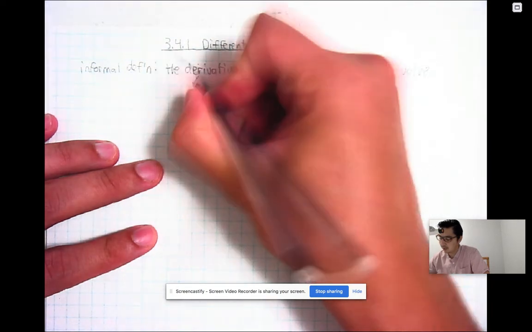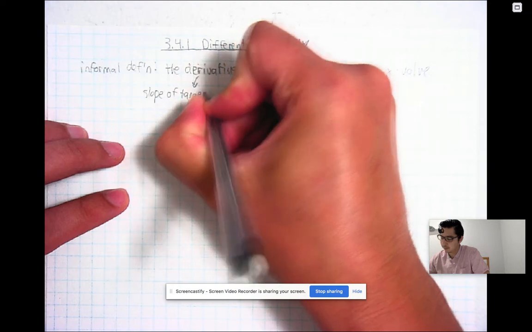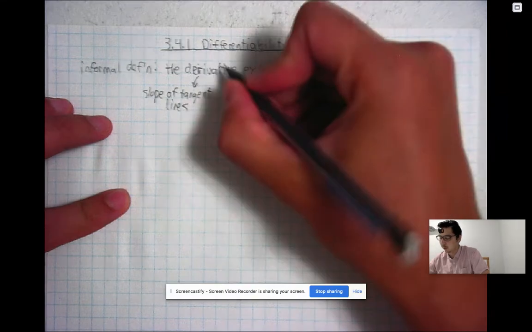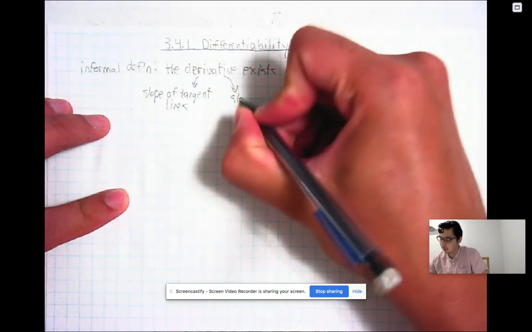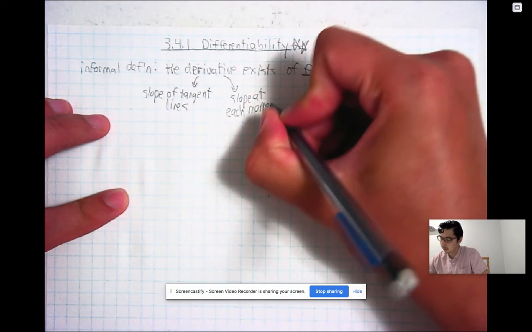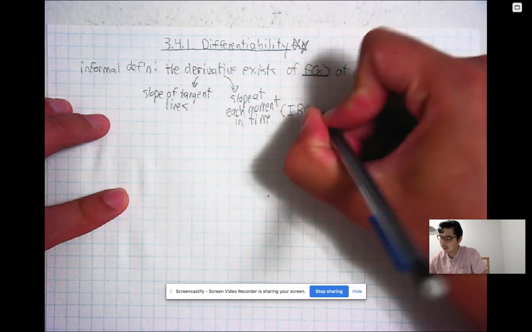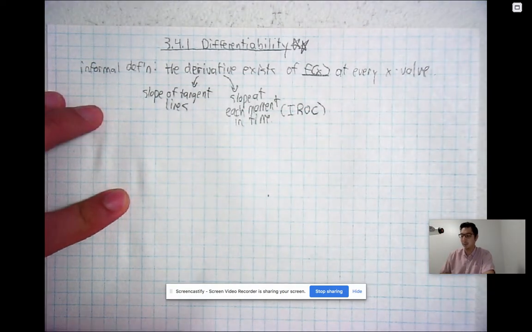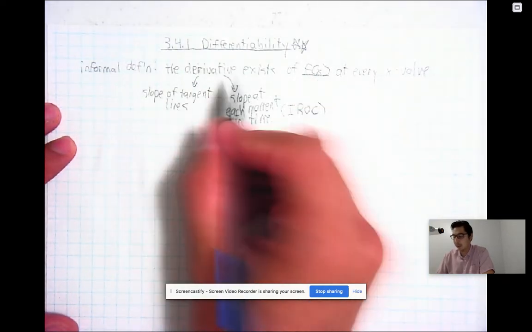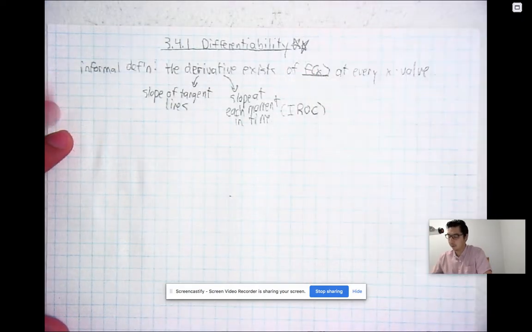Now, other ways you can think about that rather than using the word derivative is you can think about it as the slope of the tangent lines. Or if I want to get even more informal, the derivative is really just the slope at each moment in time. Remember when we talked about the IROC, the instantaneous rate of change. So when you're given a function f of x, it is differentiable if the derivative, if the slope, exists every single moment along that function.